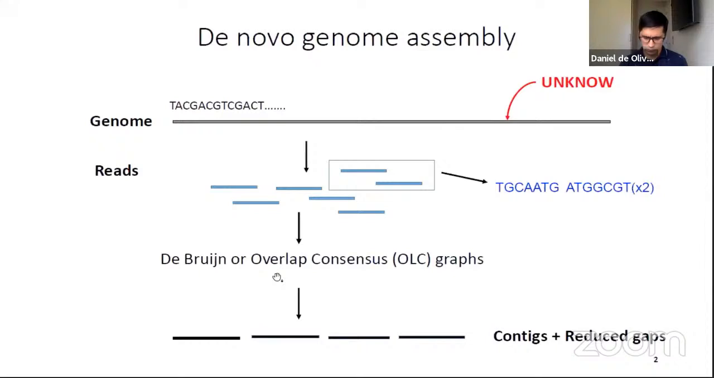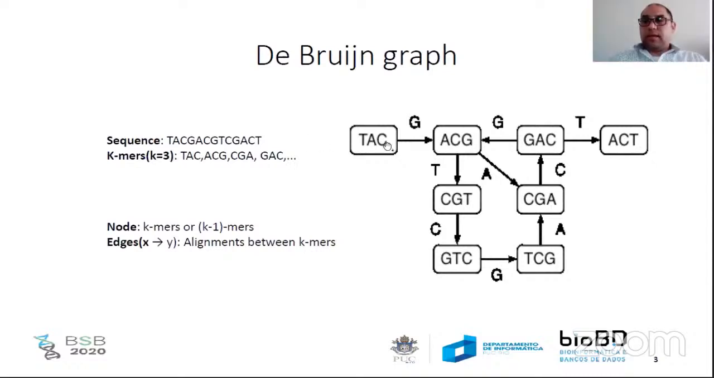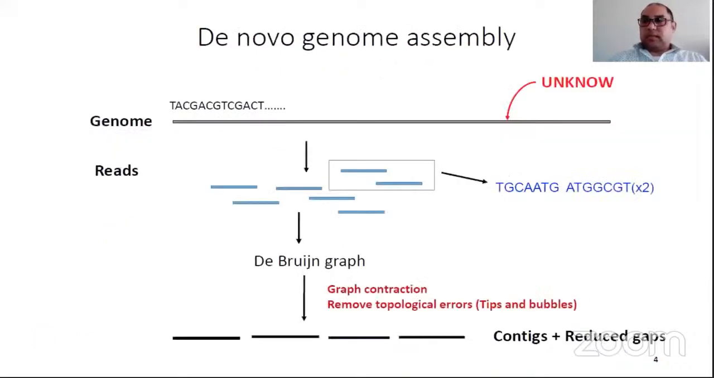To create the contigs, two graph-based structures are used, the De Bruijn graph and the overlap consensus graph. This work focuses on the De Bruijn graph. Suppose that we have a sequence. We break the sequence into k-mers of length 3. For each unique k-mer, we have a node of the graph, and each edge between them is an overlap between those nodes. To create the contigs from the De Bruijn graph, we need to do some graph operations, such as graph contraction, and remove topological errors, such as tips and bubbles.